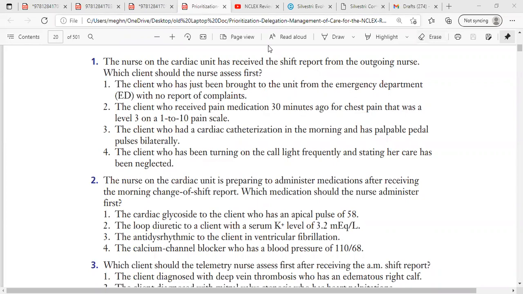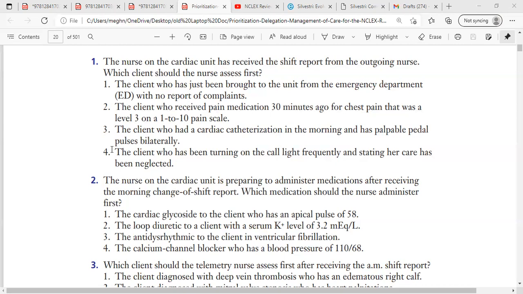I'm going to discuss a few questions from a prioritization book. The first question: the nurse on the cardiac unit has received the shift report from the outgoing nurse. Which client should the nurse assist first? There are four options. Which patient do I go to first? Prioritization means deciding which patient needs to be checked first.